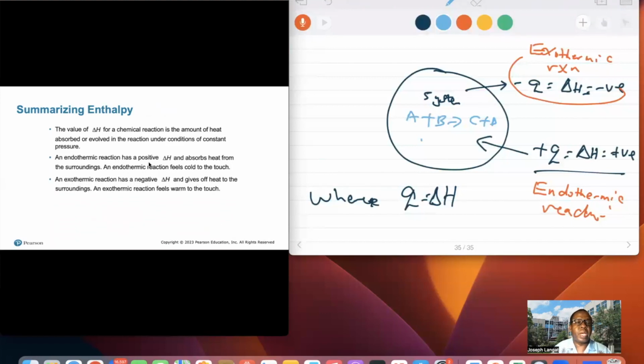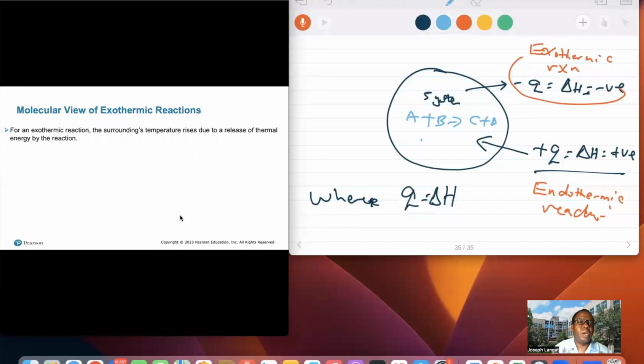So an endothermic reaction has a positive value and absorbs heat from the surroundings. Endothermic, you see positive Q, delta H is positive. Exothermic, giving away heat, negative Q, delta H is negative for that as well. At the molecular level for an exothermic reaction, the surrounding temperature rises. That means we are releasing heat to the surroundings.